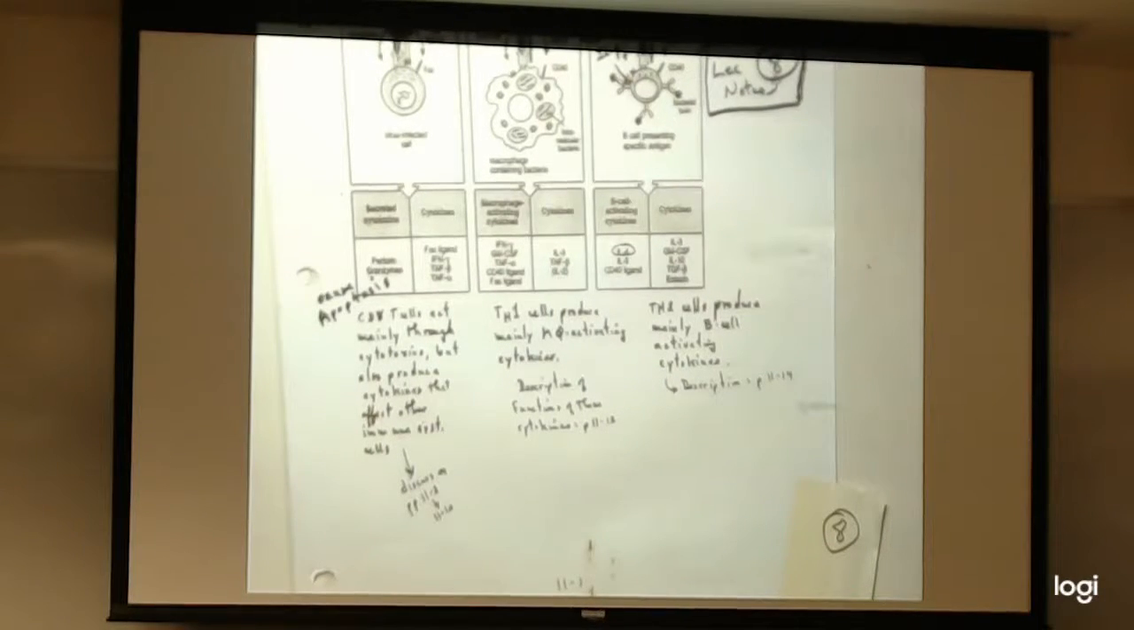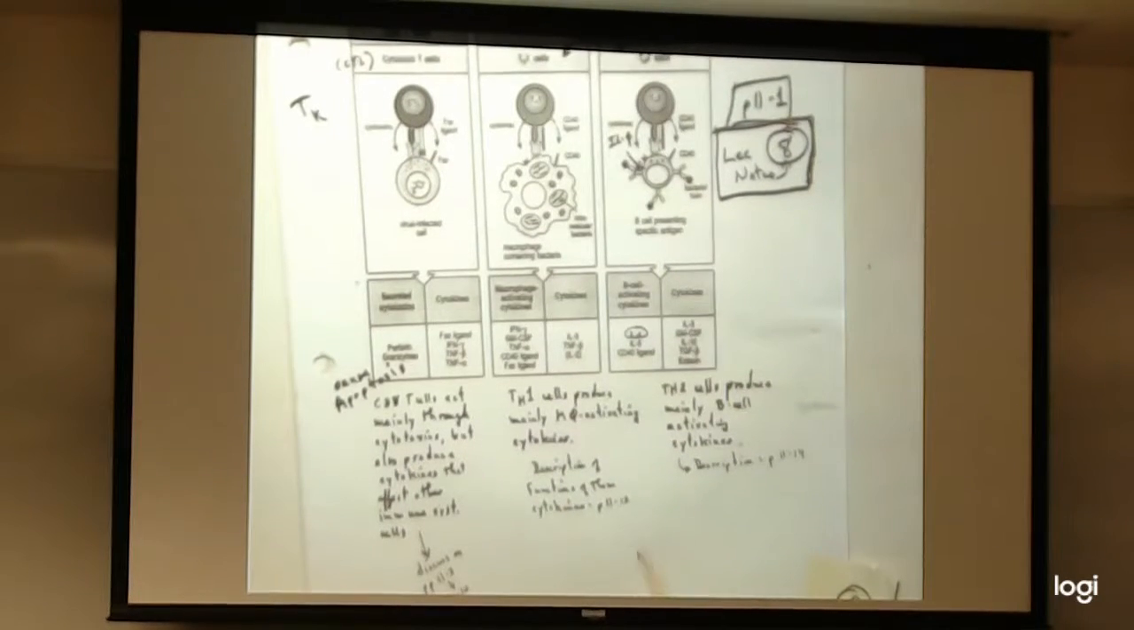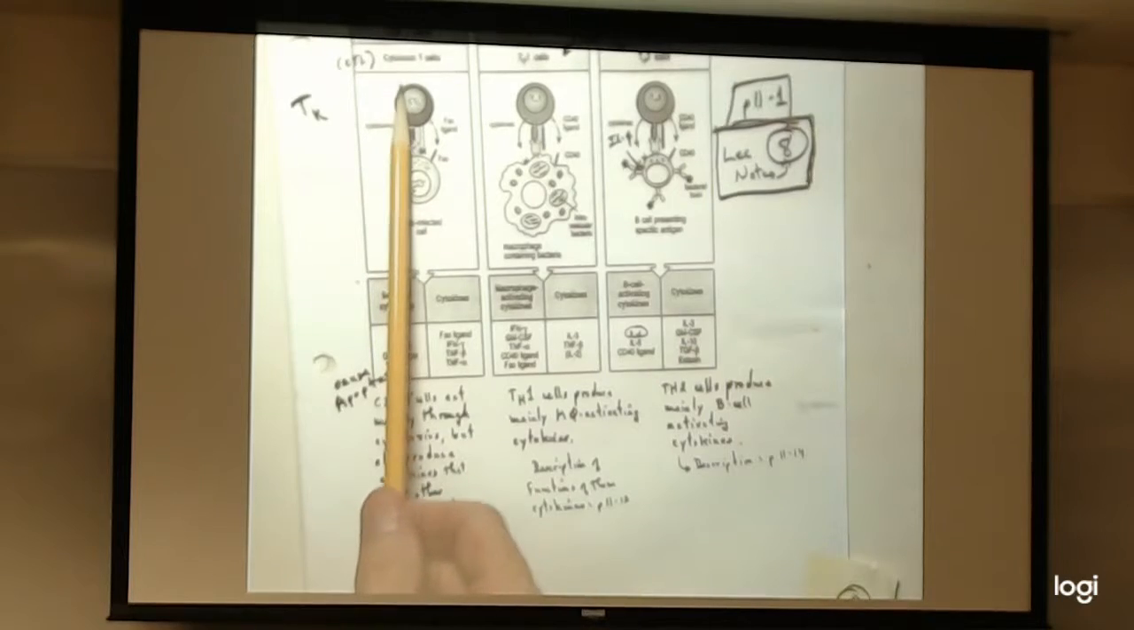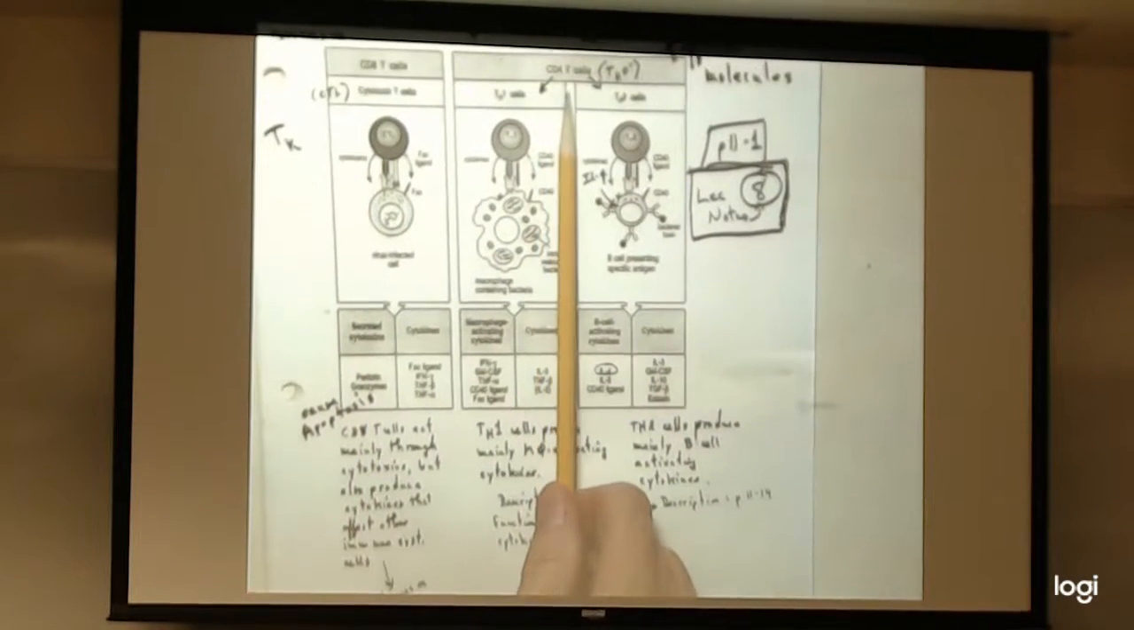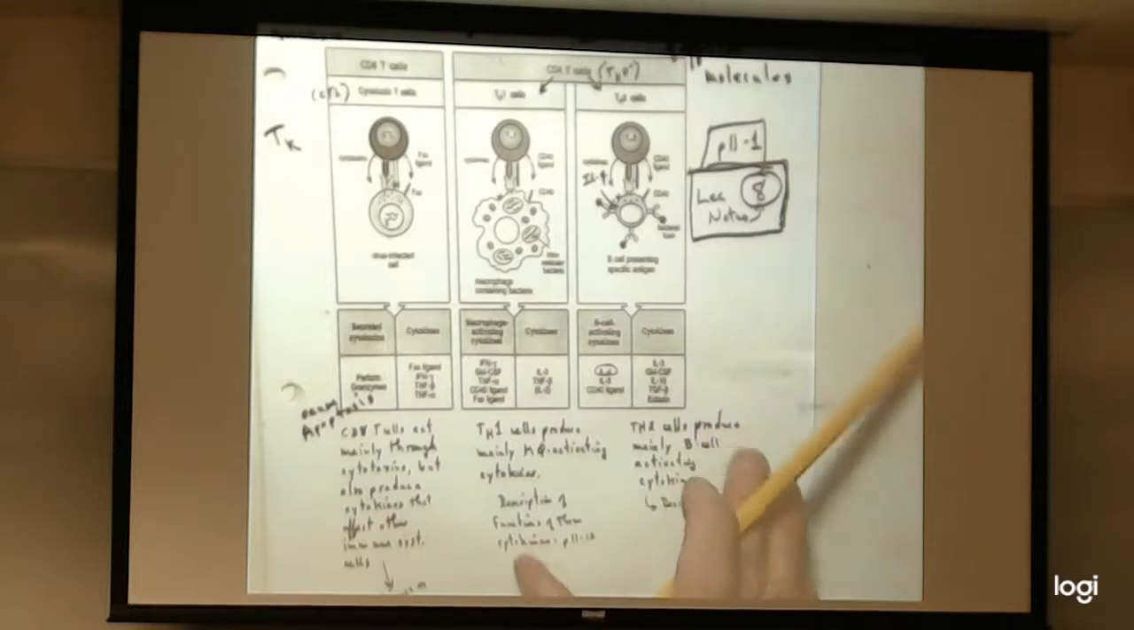Let's continue on. So, just before the break, we took a look at the summary slide here of these three types of effector T cells: a CD8 T cell, and the two different kinds of CD4 T cells. And we talked about the cytokines and cytotoxins that are produced by these cells here.